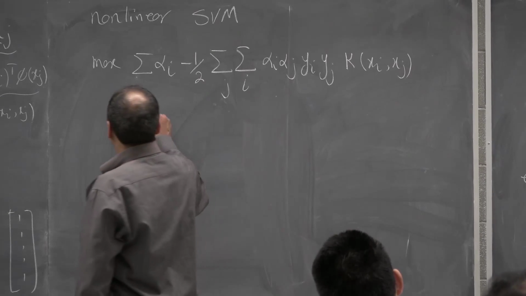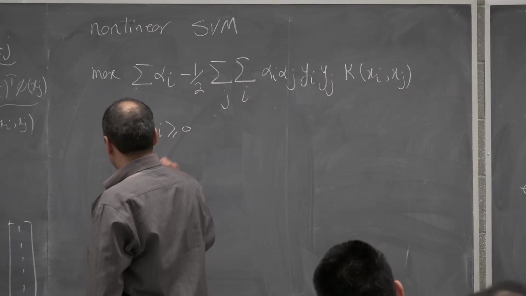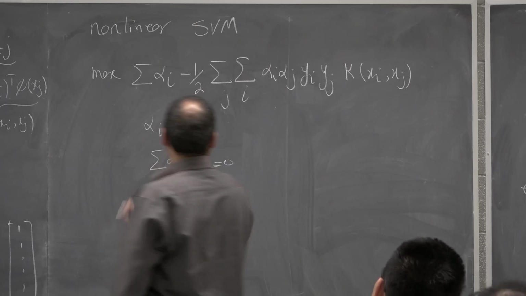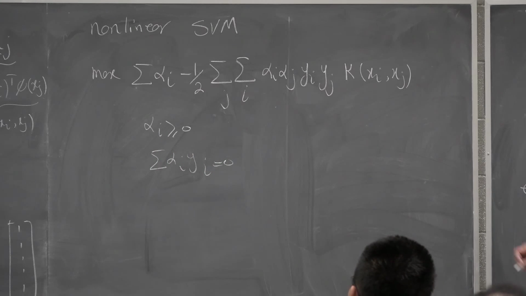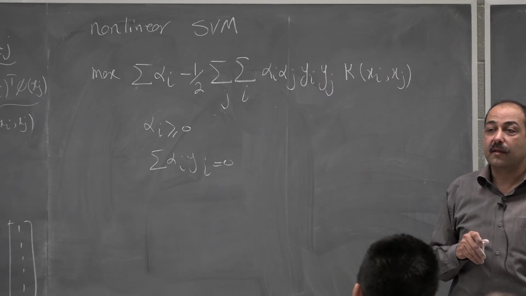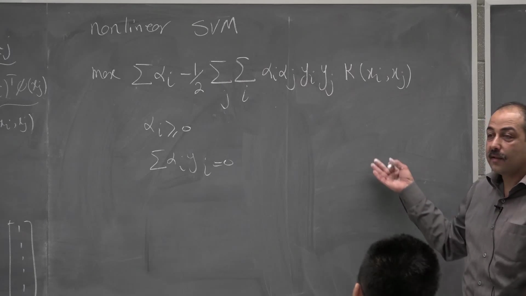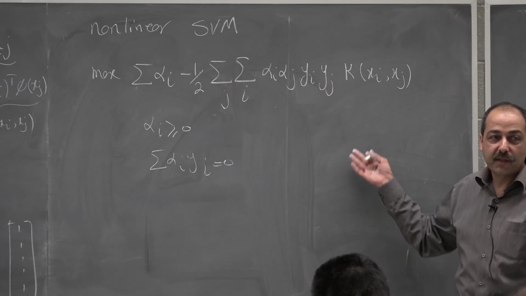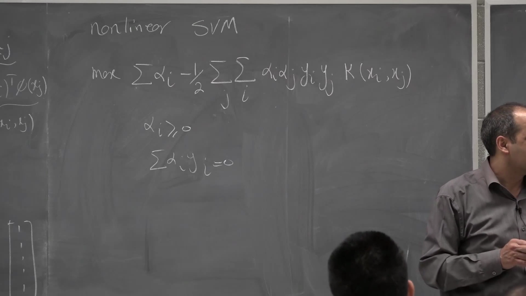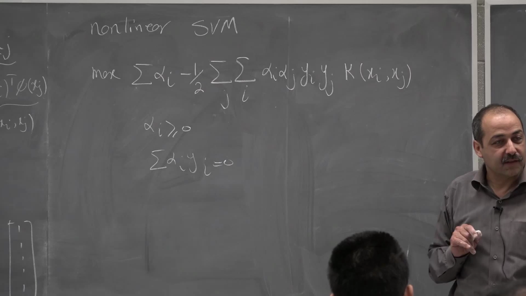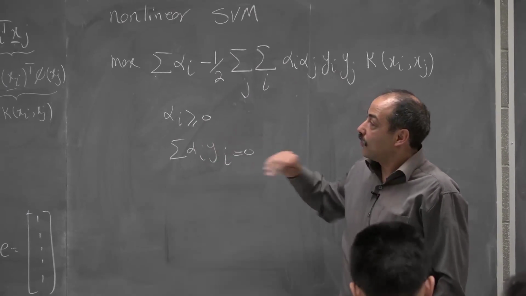And subject to the same constraints. Now I solve this and compute alpha. And I haven't paid any additional cost here, but now my boundary is nonlinear. It's not linear. So I can compute alpha and the boundary is going to be nonlinear.